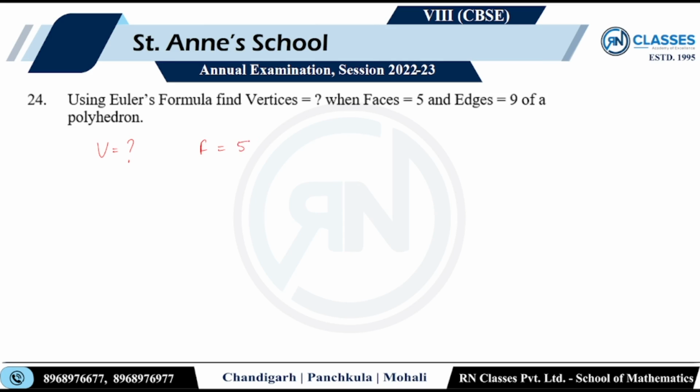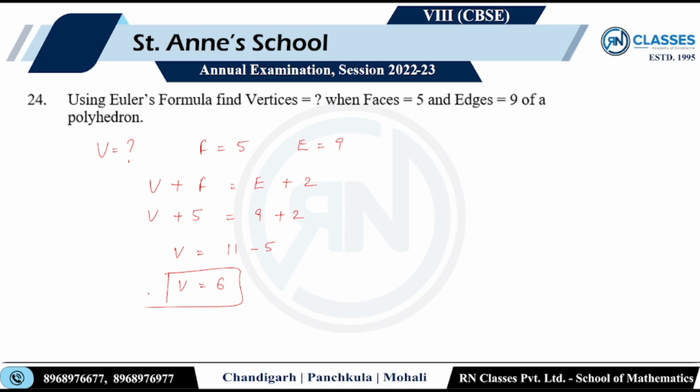Using Euler's formula, I have to find the vertices. Faces are 5, edges are 9. Now I have to tell using Euler's formula, find V. And of course we follow Euler's formula. So V plus F is equal to E plus 2. I have to find V, F is 5, E is 9 plus 2. So V is equal to 11 minus 5, that is 6.